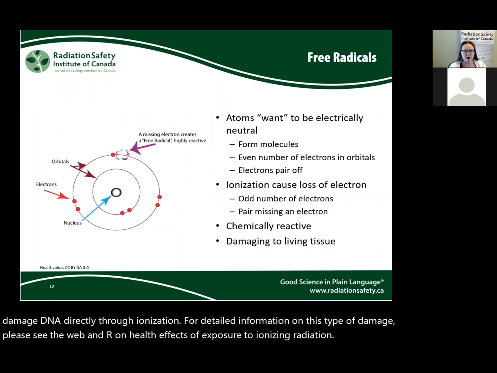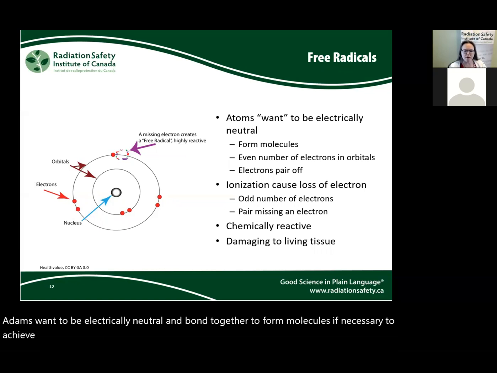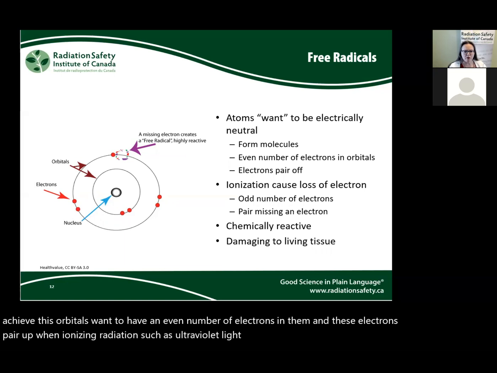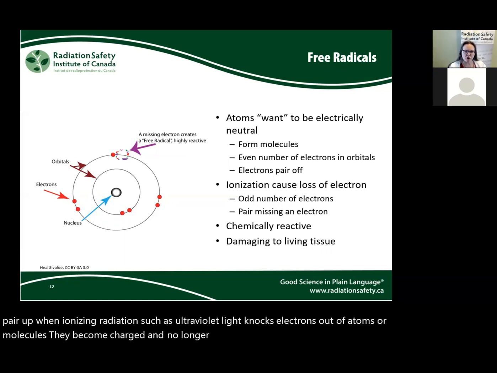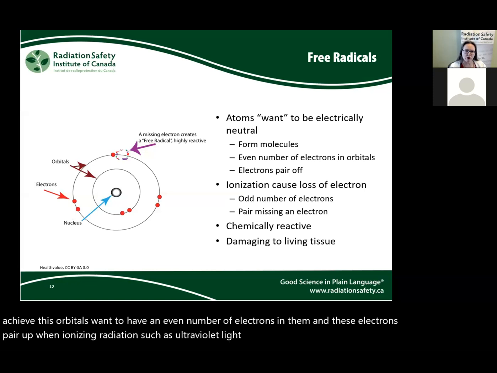Atoms want to be electrically neutral and bond together to form molecules if necessary to achieve this. Orbitals want to have an even number of electrons in them, and these electrons pair up. When ionizing radiation, such as ultraviolet light, knocks electrons out of atoms or molecules, they become charged and no longer have all their electrons paired off. In most cases, this makes them want to bond to other things. We call such atoms or molecules free radicals. They are damaging to living tissue, including their DNA.